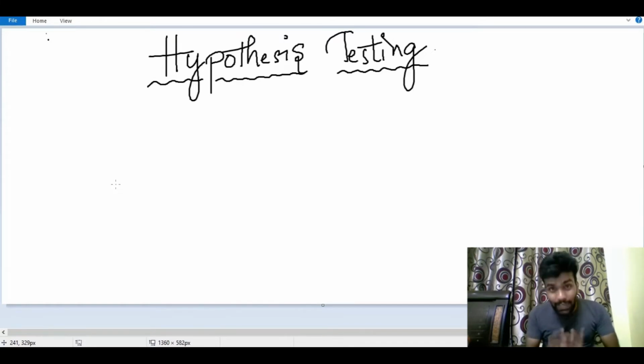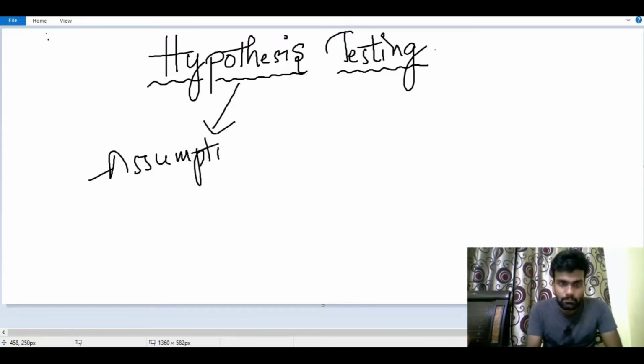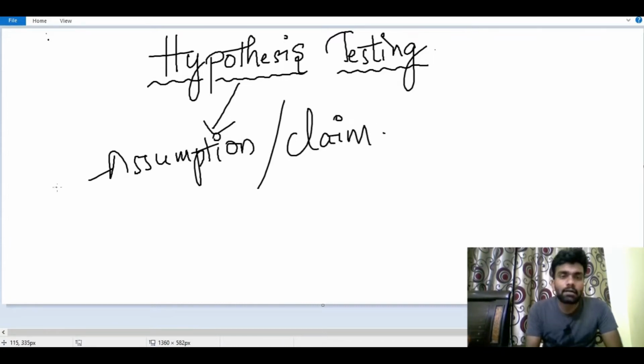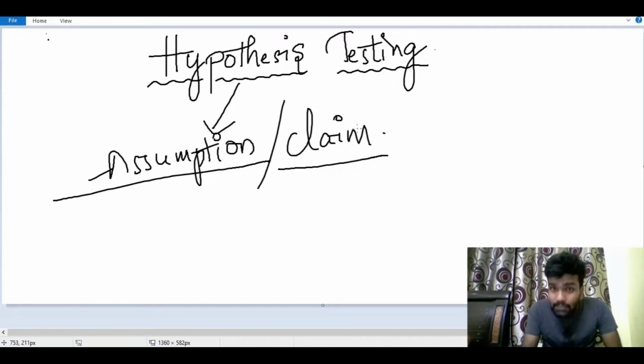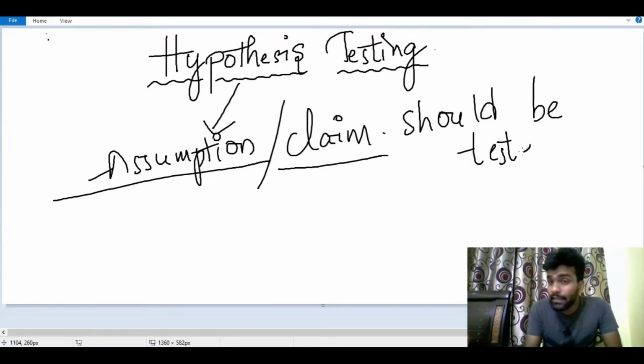Before discussing the null hypothesis and alternate hypothesis, we should discuss what a hypothesis actually is. Generally, a hypothesis is a claim or an assumption. We are just assuming something, claiming something. And that claim or assumption should be tested. We should not make an assumption or a claim which cannot be tested. So let's understand which statement can be tested and which cannot.